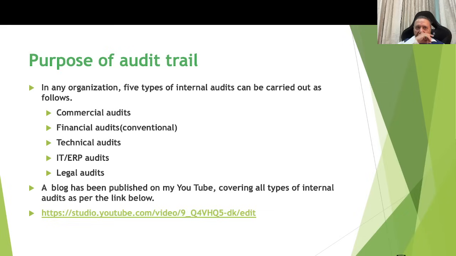Purpose of audit trail. In any organization, there are 5 types of internal audit which can be carried out as follows. Number 1 is commercial audit. Number 2, financial audits, which is conventional. Number 3 is technical audits. Fourth is the IT and ERP audit. And lastly, fifth one is the legal audits. A blog has been published on my YouTube covering all the types of internal audits as per the link which is indicated below.